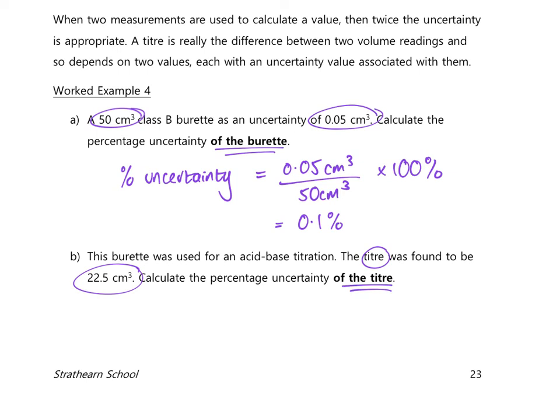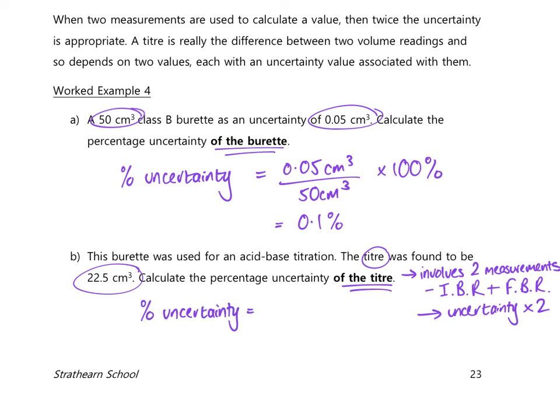And what we've got to remember is that involves 2 measurements, the initial burette reading and the final burette reading. So I've just written a wee note there, which you may want to write in your notes as well, that a titre involves 2 measurements, the initial burette reading and the final burette reading. And that means that the titre has an uncertainty that is doubled. So how you would write this is that the percentage uncertainty is equal to 2 times the uncertainty value. We need to go back to my part A. The uncertainty value is 0.05 centimetres cubed. That's divided by your titre, and so it's always divided by the measurement that you've taken.